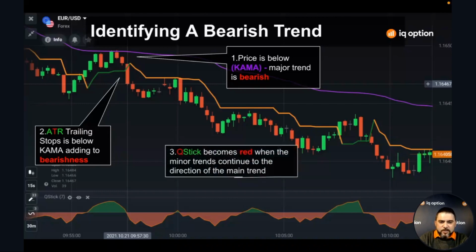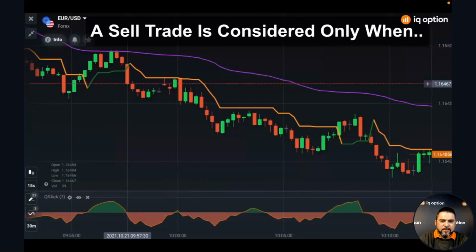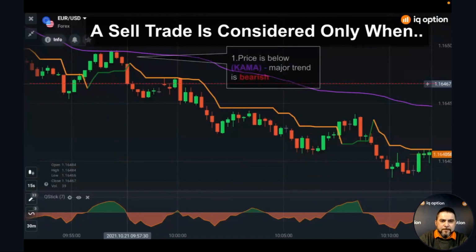Okay. Third thing here, the QStick becomes red when the minor trend continues into the direction of the main trend. There it is. You can see up 1, 2, and 3 moments down there as well. There is a bit of a jump or a change, and we're going to take a nice look at these 3 moments right now. Right, so price is below comma, major trend is bearish.